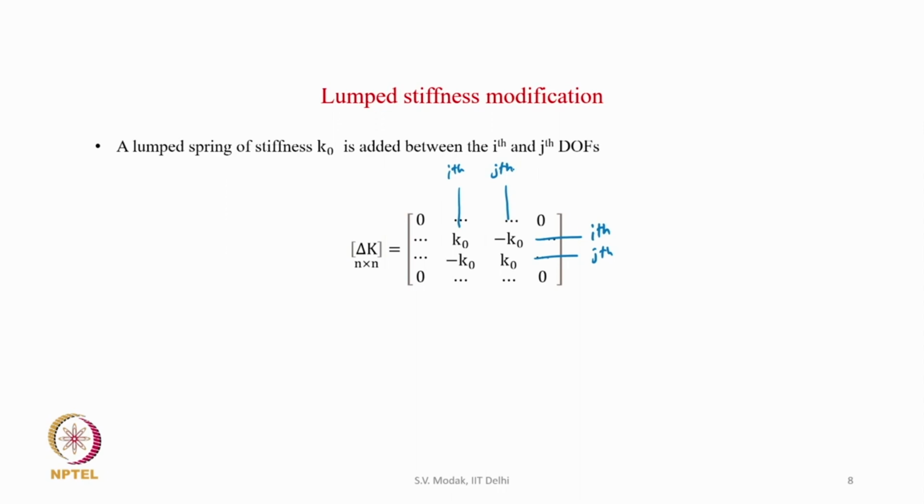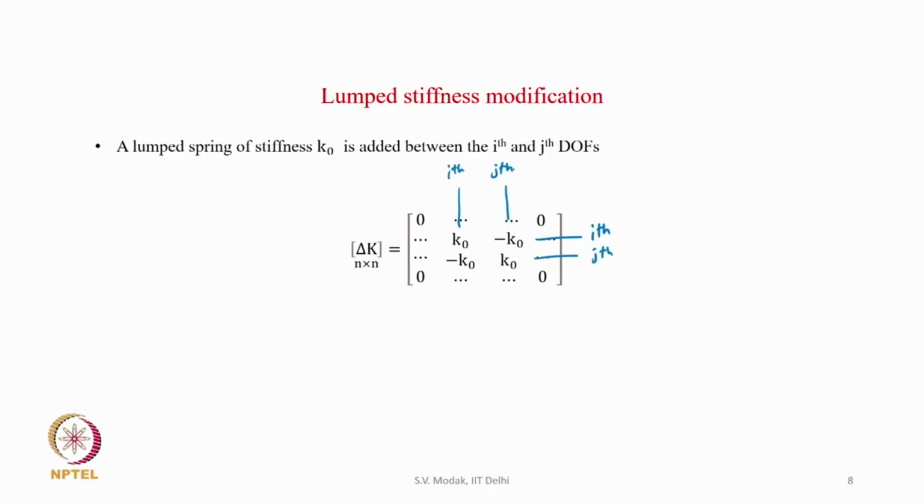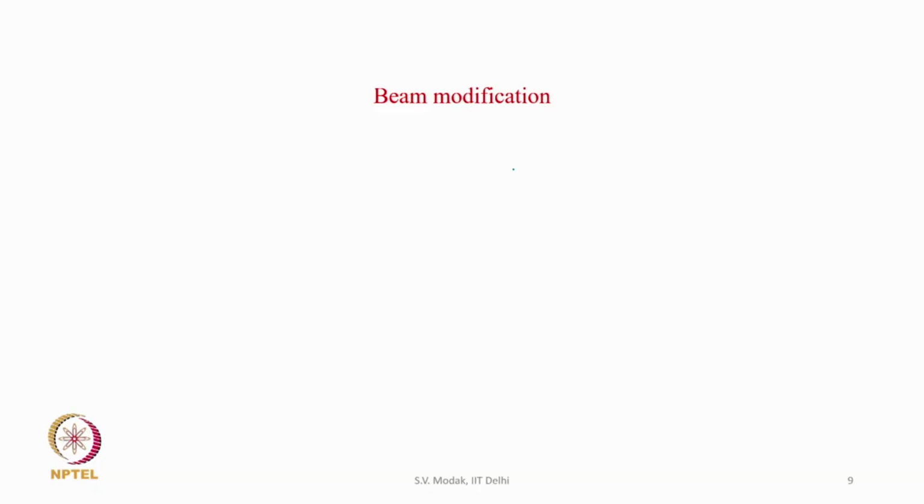So, if the mass of this lumped spring is small as compared to the mass of the unmodified structure, then delta m can be taken as a matrix of zeros. Otherwise, delta m can also be suitably taken to account for the change in the mass due to the added spring. Another possible modification is a beam modification.